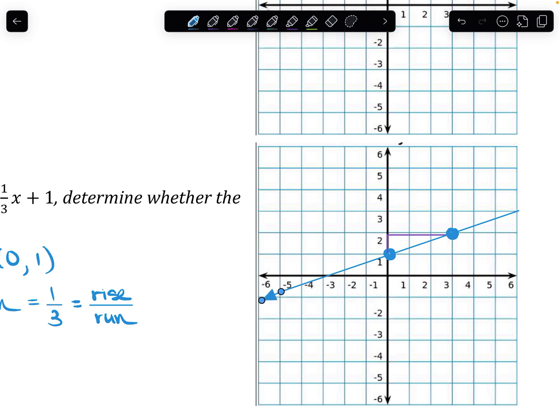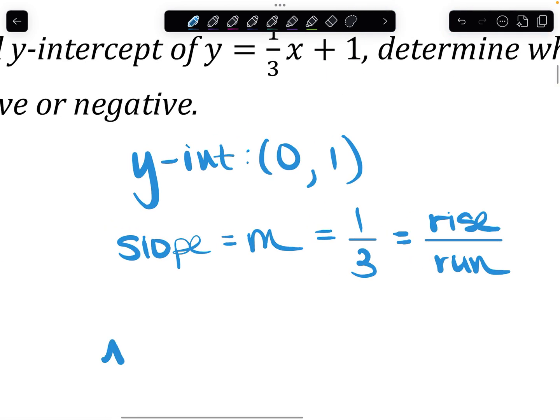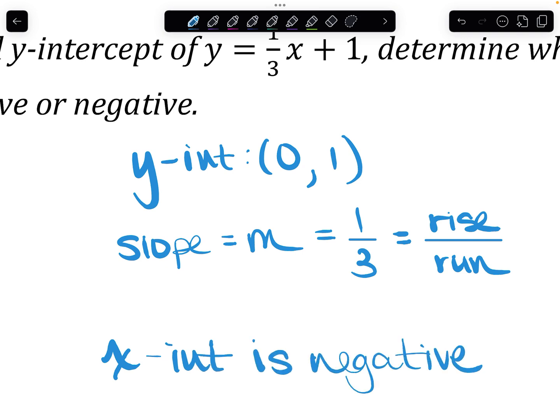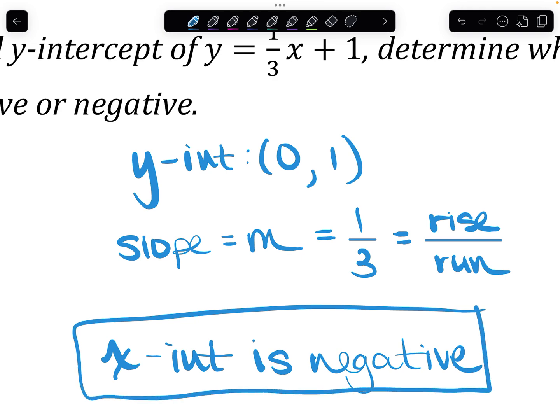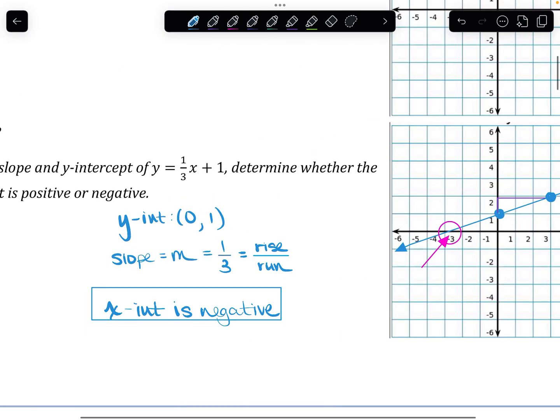So we're looking for not the value of the x-intercept, just is it positive or is it negative. The x-intercept is where we cross the x-axis, which is going to be somewhere here, so right around there. It doesn't look like it's quite -3, but it is close to -3, which means the x-intercept is going to be negative or less than 0. So the x-intercept is negative. All right.